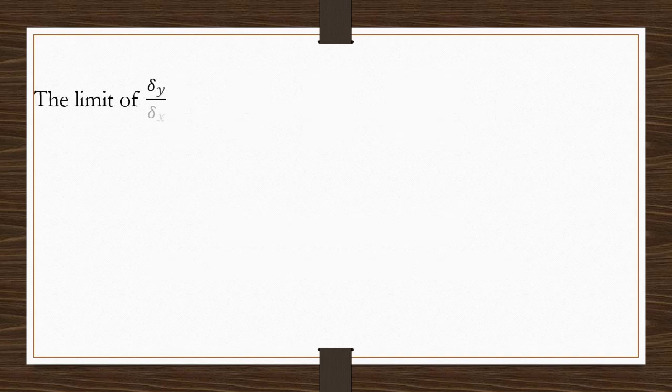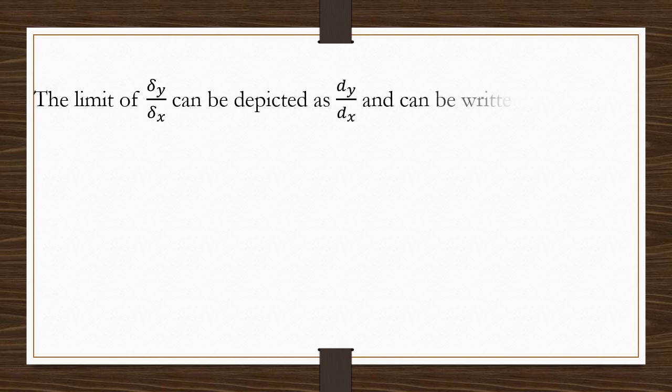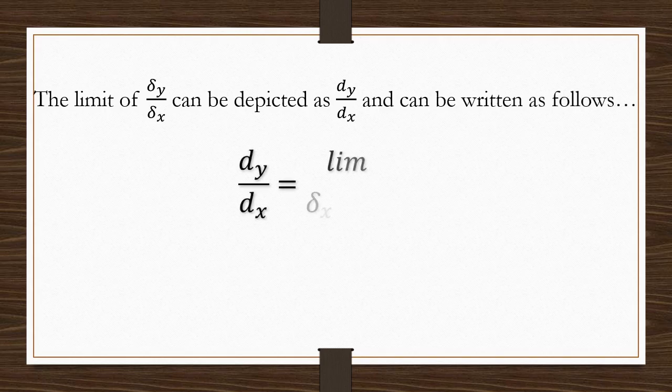The limit of this ratio, delta y upon delta x, can be depicted as dy upon dx and can be written as follows: dy/dx = limit delta x tends to 0 of delta y upon delta x. As we saw in the illustration, the value of delta y tends to 0 and the proportion delta y upon delta x is always constant. So that constant value is called the derivative value.